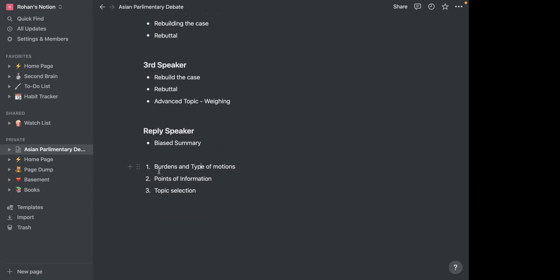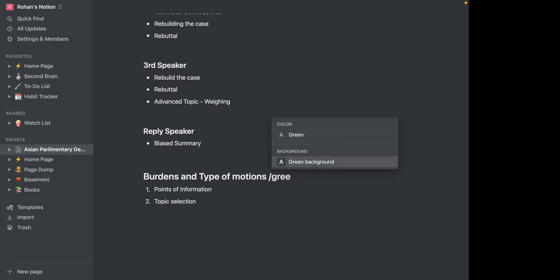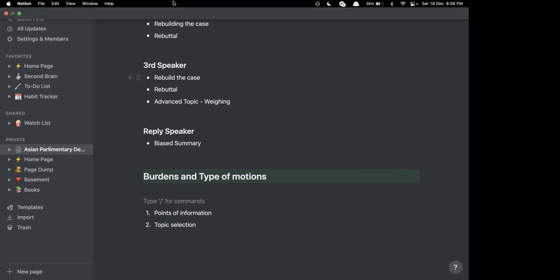Let's then come to burdens and types of motions. This is also a slightly advanced topic, but I do really want to cover this within the scope of this lecture. But before that, again, any questions? Anything to know? Wonderful. Moving on. Burdens and types of motion.